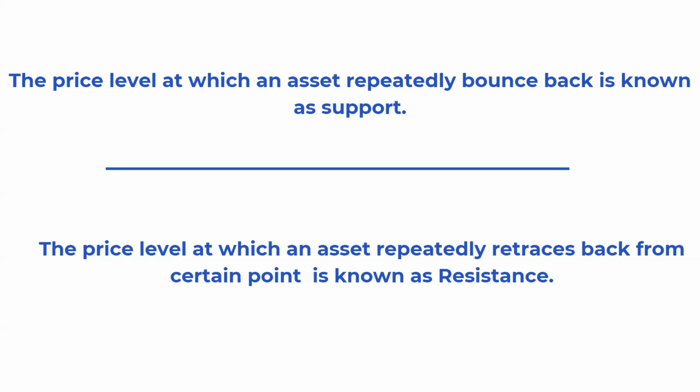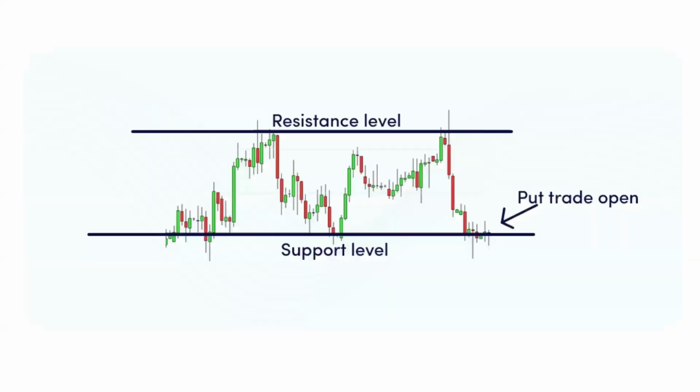The price level at which an asset repeatedly bounces back is known as support. It is like the price of an asset which bounces back multiple times from a certain point, and that point is called the support. As you can see in the diagram which I have drawn for you, I have marked the support and resistance. The price bounced multiple times from this support.